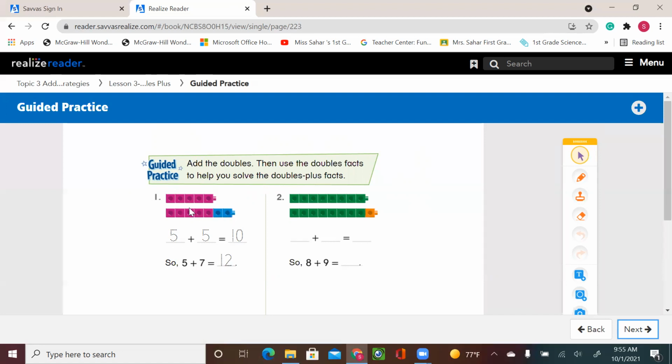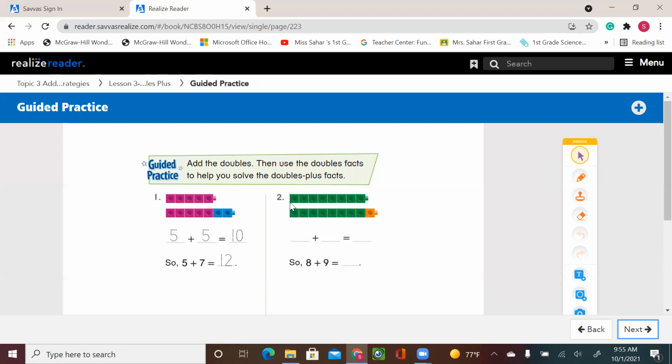Now I know that the second addend in my equation has 2 more. 2 more means 5 plus 2. I know how to add. So 5 plus 2, that's 7. So that means 5 plus 7 equals 12. That means I'm adding 2 more to my doubles. So since the doubles fact for 5 is 10, if I add 2 more, that's 12.